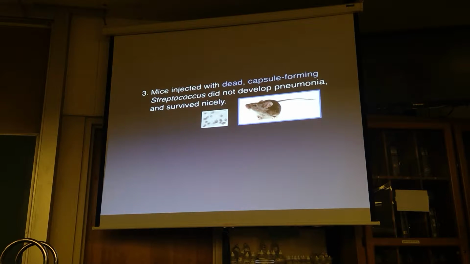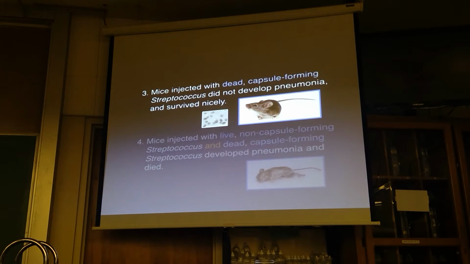If he injected mice with dead capsule-forming strep, again, why would he do this? Well, he was probably developing a vaccine. That's oftentimes what happens. They're either attenuated cells or they're dead cells. You can inoculate mice with dead capsule-forming strep. They won't develop pneumonia. Furthermore, they'll probably be resistant to pneumonia should they be exposed to it at a later date.